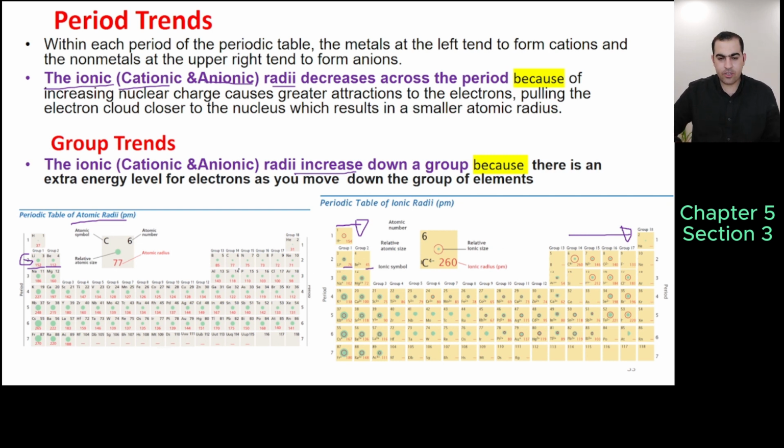Let's compare when they are neutral. Carbon when it's neutral is 77 picometers. After it gains electrons, it increases. It becomes 260 picometers. Nitrogen also increases. At the end, from left to right, atomic radius decreases, ionic radius decreases because of increasing nuclear charge. Down the group, atomic radius and ionic radius increase because of the increasing number of shells. Okay, that's it.